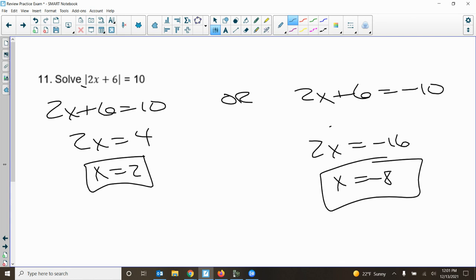2 makes this inside guy 10. Negative 8 makes this inside guy negative 10. Those are your two possibilities.